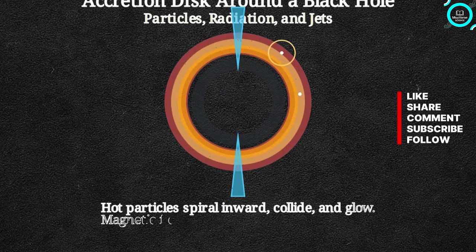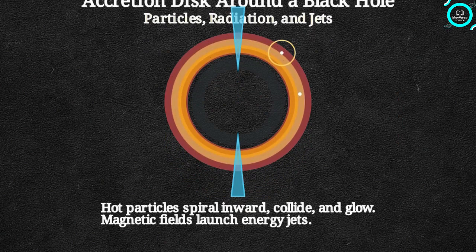Here is the intuition. The accretion disk is a ring of gas and dust spiraling inward. The particles move fast, collide, and heat up, which causes them to glow and emit radiation. The black hole's strong magnetic fields can channel some of that energy into jets that shoot out from the poles.